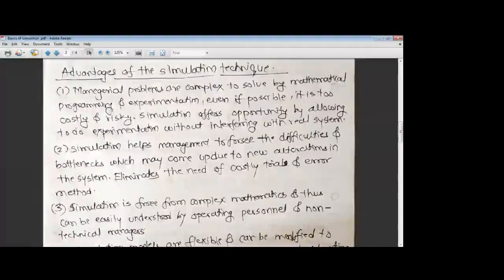So experimentation is not possible. Even if experimentation is possible, I have the tools to shake that particular building to experience an earthquake of 9 or 10 on the Richter scale, that construction will be costly, and again it will be risky, right? So in such a case, simulation will offer me an opportunity by allowing experimentation without interfering with the real system.